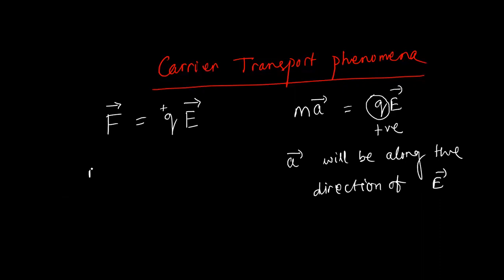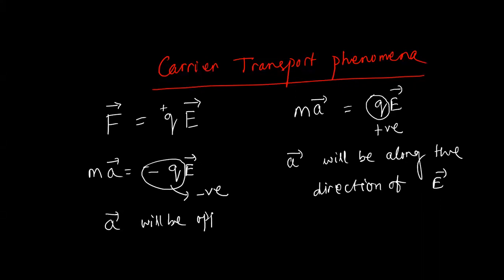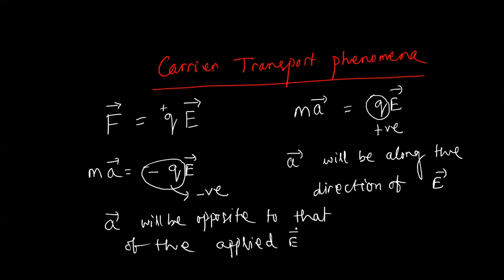And if I take MA is equal to minus QE, considering an electron or negative charge, here this minus Q we consider for the electron. Then you can see A is proportional to minus E. So here you can see the acceleration will be opposite to that of the applied electric field, okay. So this is what we said.